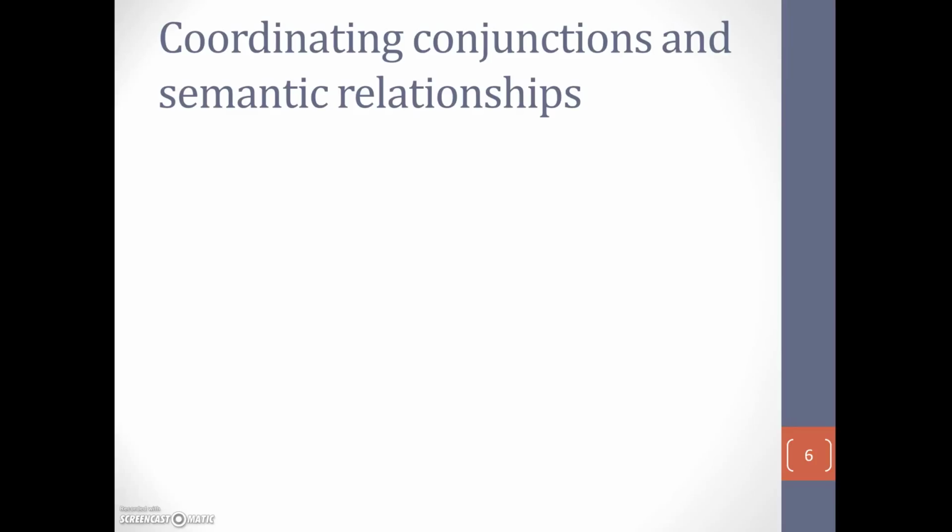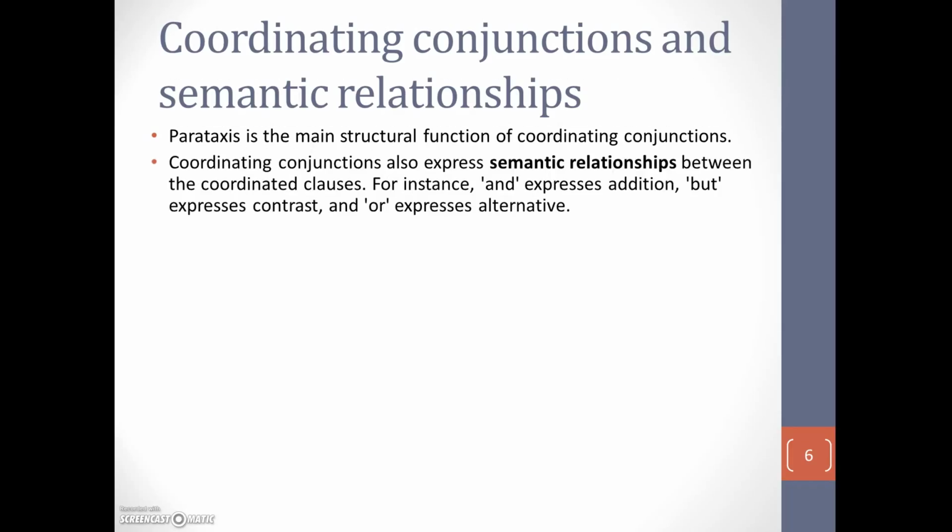Now, as the term coordination indicates, coordinated sentences in a compound sentence are at the same structural level. That means that they're not subordinate to each other, and this is called parataxis. So parataxis is the main structural function of coordinating conjunctions. But in addition to that, these coordinating conjunctions also express semantic relationships between the coordinated clauses. For instance, "and" expresses addition, "but" expresses contrast, and "or" expresses an alternative.